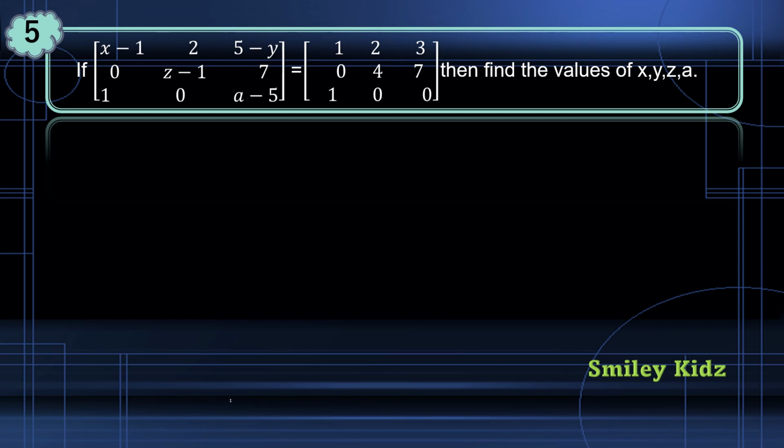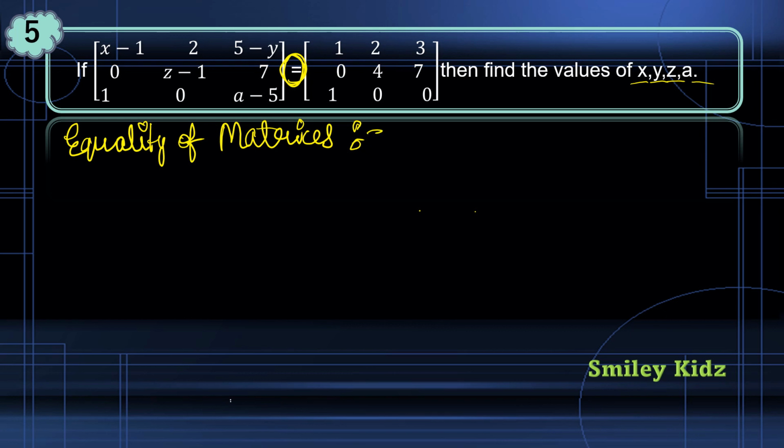Moving forward, we are again given two matrices which are equal. So again, you're going to find x, y, z and a. So again, you're going to use equality of matrices over here, which says the corresponding elements of the matrices are equal. So simply x minus 1 will be equal to 1. Therefore, the value of x will be 1 plus 1, which is 2. So x equals 2.